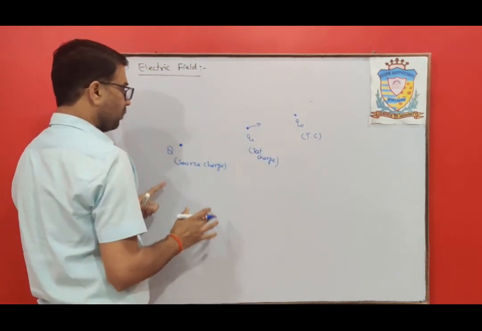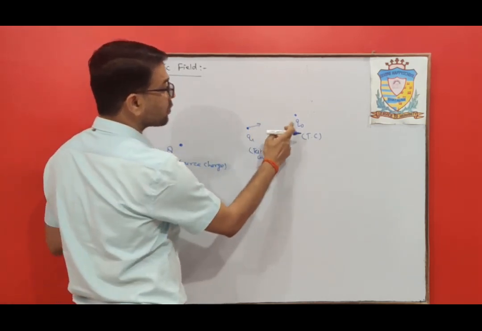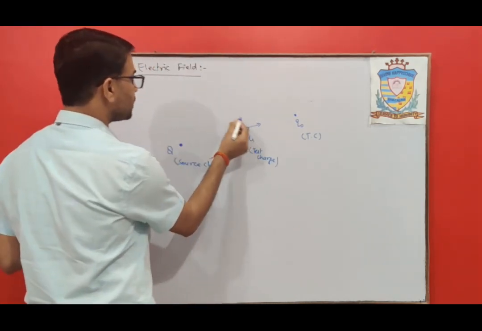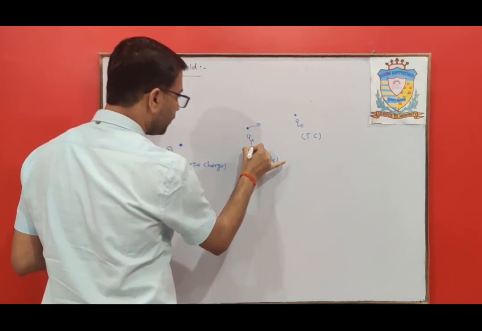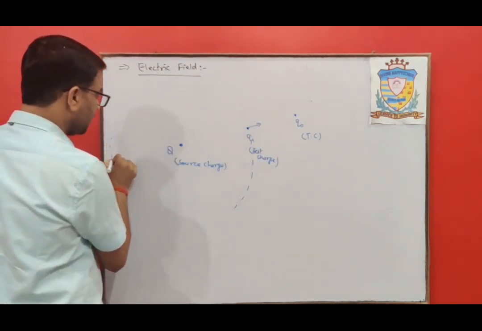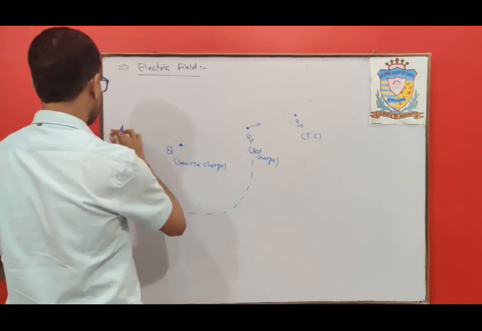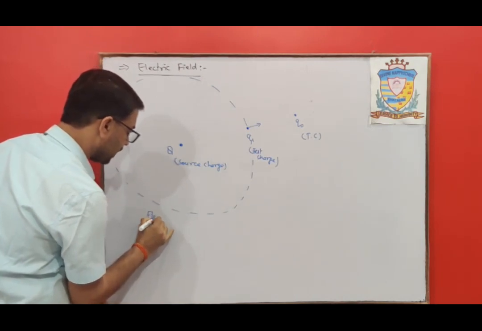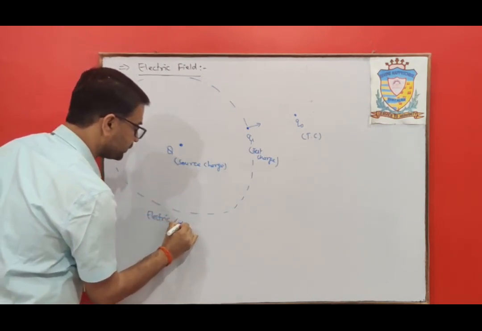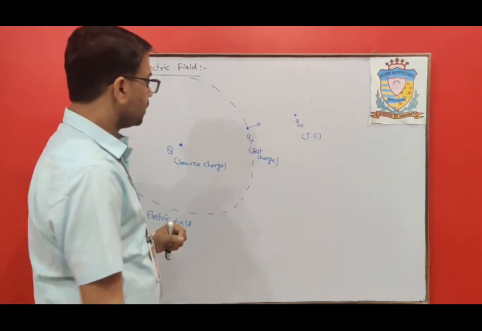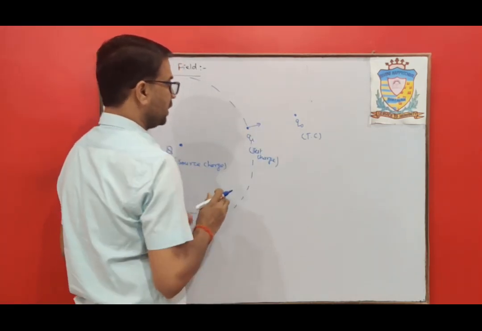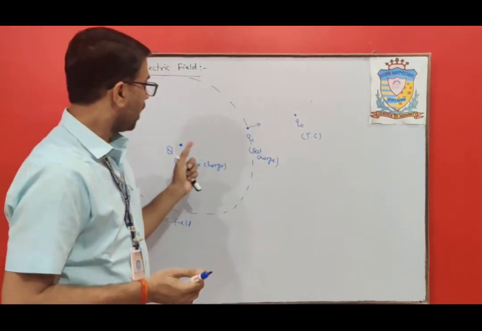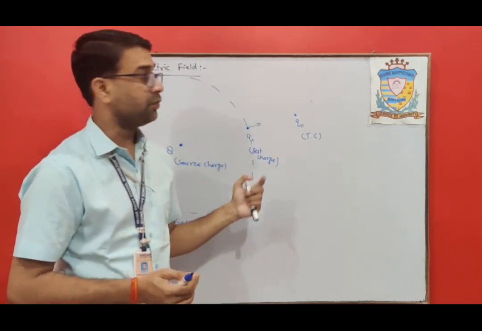But Q doesn't apply any force on Q naught outside. That means this is known as the boundary of this source charge, capital Q, and this boundary is known as the electric field. Clear? If we put any charge inside this boundary, it will apply some electrostatic force on it. But if we put any charge outside this boundary, it can't apply any force on that charge.